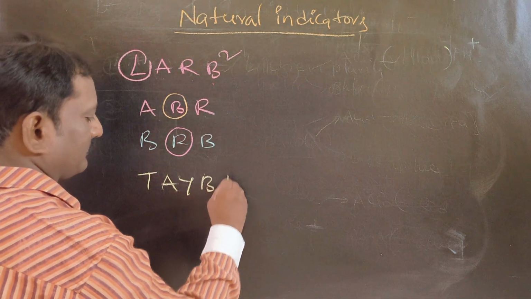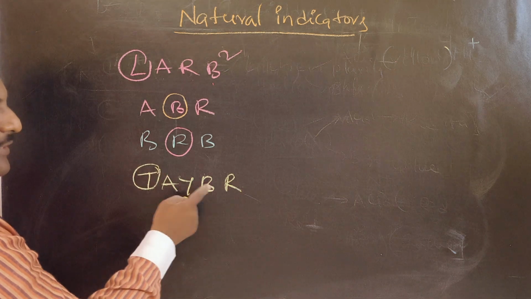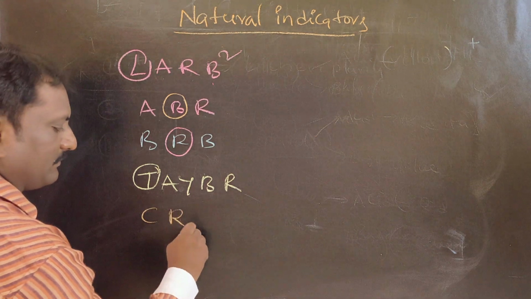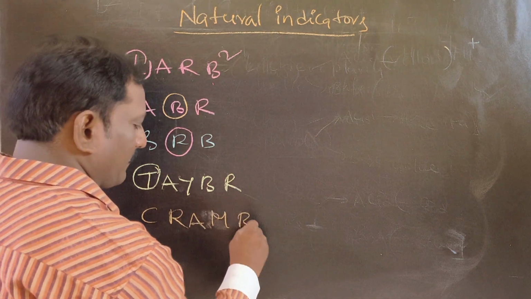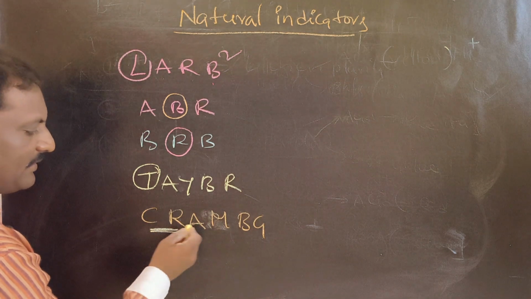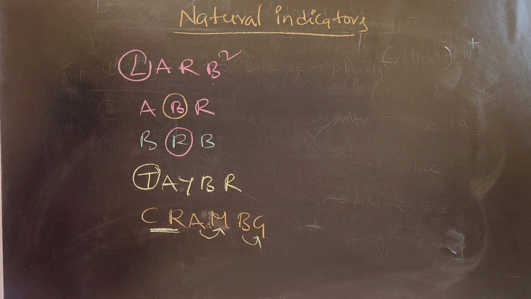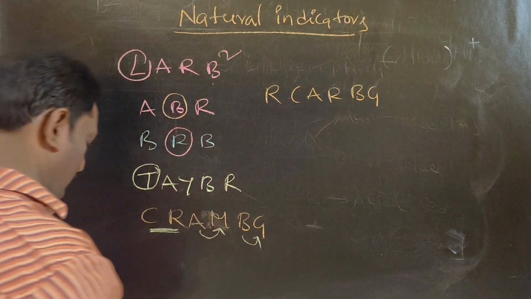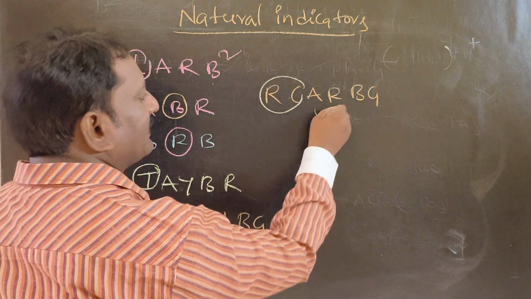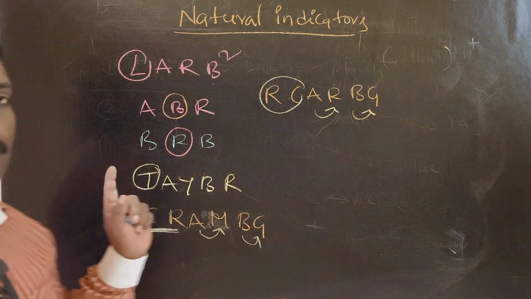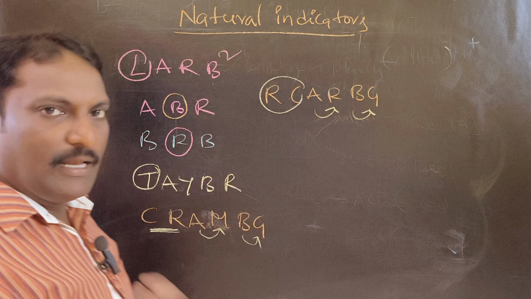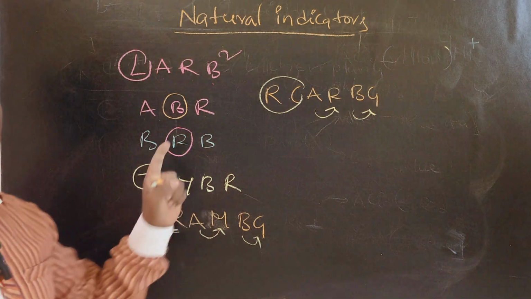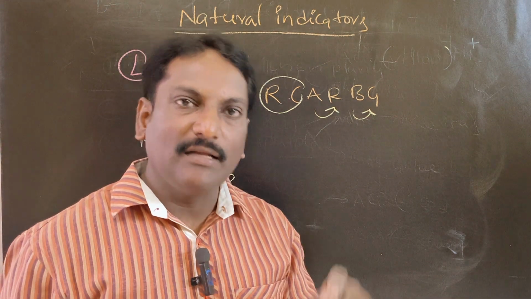TYBR: turmeric indicator in acid yellow, in base red color. CMBG: China rose indicator in acid magenta color, in base green color. RCRG: red cabbage indicator in acid red color, in base green color. With the help of these keywords, you can remember what are the colors of various indicators in the presence of acid and base. Please remember these keywords, they are very, very important. These are the few words related to natural indicators.